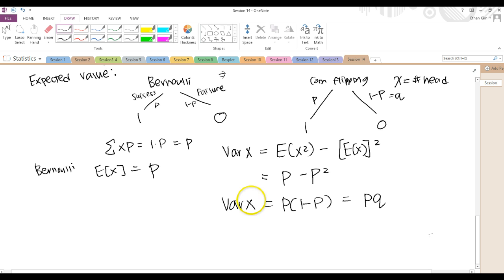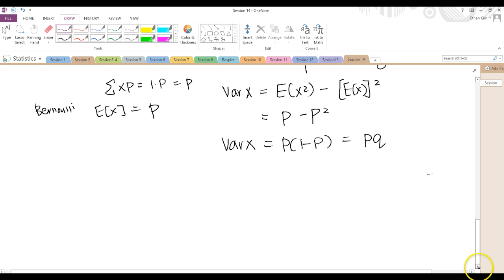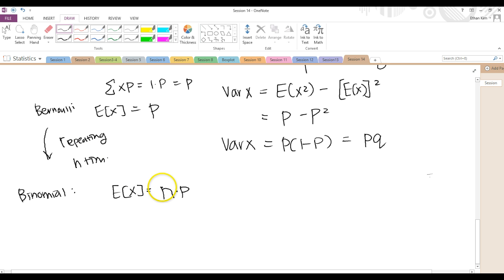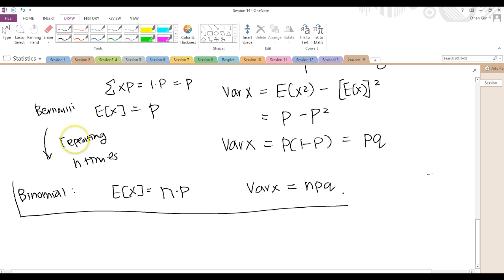And looking into binomial, if you think about it, it's just repeating this n times, n independent trials. So for binomial distribution, the expected value is going to be n times p, the expected value for Bernoulli, because we're repeating it n times. We would do that for variance as well: npq. So this is the formula for binomial distribution. And for standard deviation, you would just take the square root.